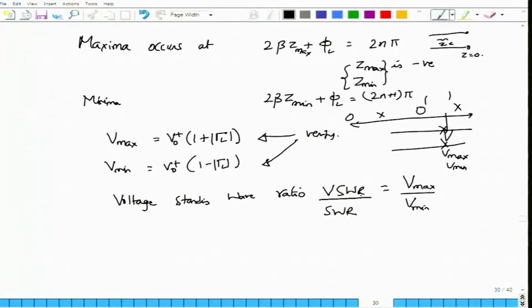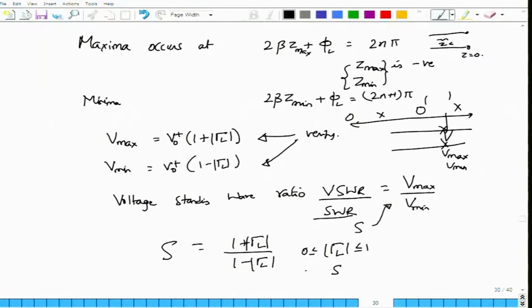So, this standing wave ratio or VSWR, sometimes denoted by S, is given by the ratio of the maximum voltage to the minimum voltage. From the expressions you can easily substitute and show that this is given by (1 plus mod gamma L) by (1 minus mod gamma L). What is the range of S? Well, gamma L can go anywhere from 0 to 1, right. So, 0 corresponds to no reflections, 1 corresponds to full reflection. Therefore, S correspondingly must go from 1 to infinity.